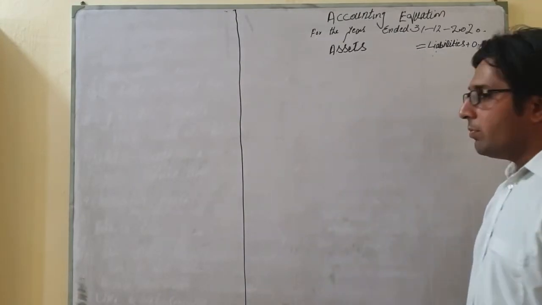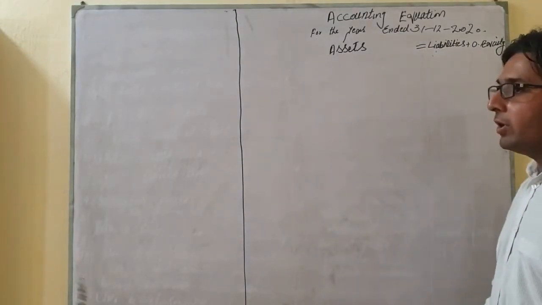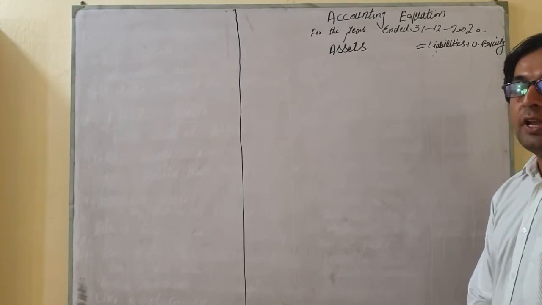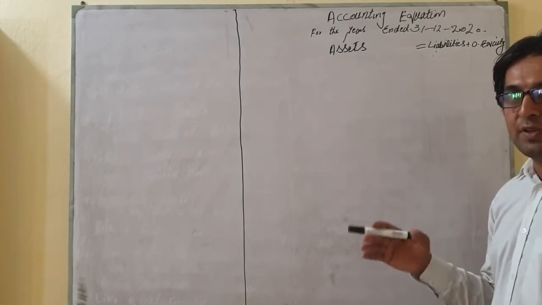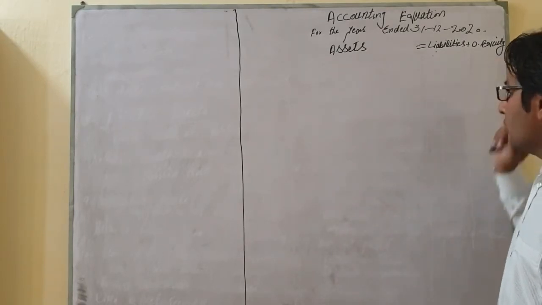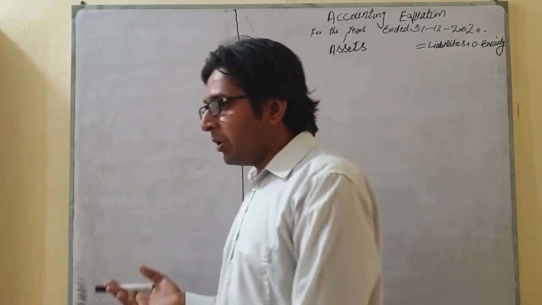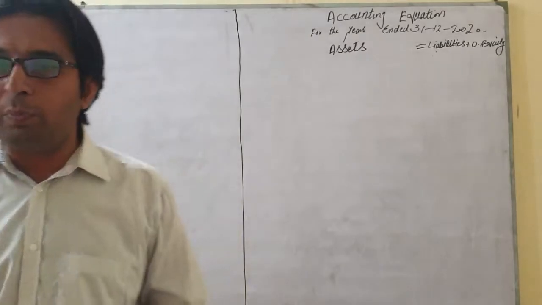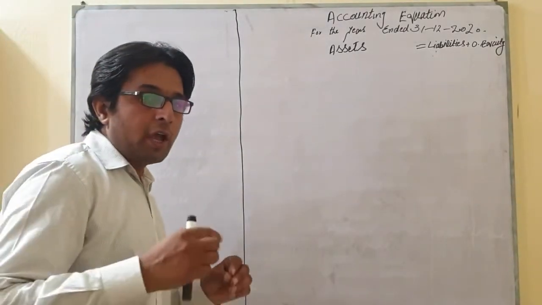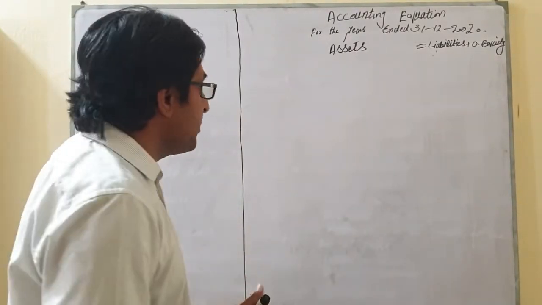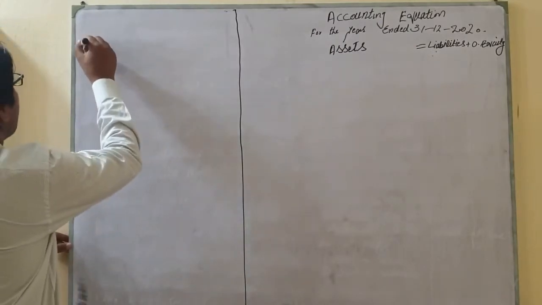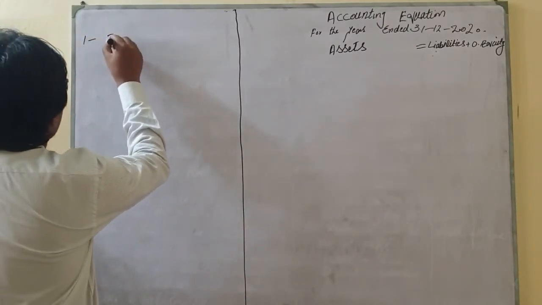While owner equity means the claims of owner, the investment of owners and the profit which business will earn will add up with owner equity. So we start with important points. While we are preparing accounting equation, we have to keep in mind these important points. Number one is every transaction has two effects.